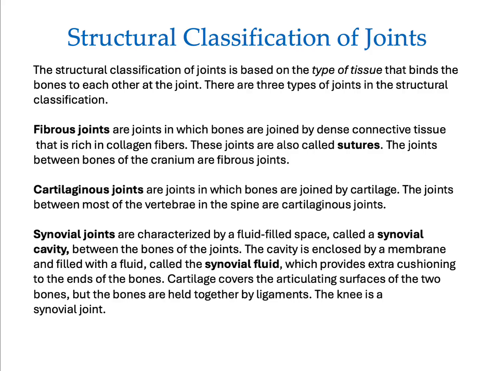Cartilaginous joints are ones in which bones are joined by cartilage. The joints between most of the vertebrae in the spine are cartilaginous joints.